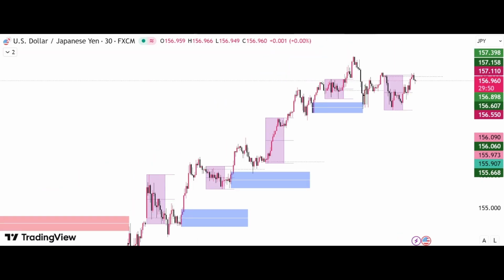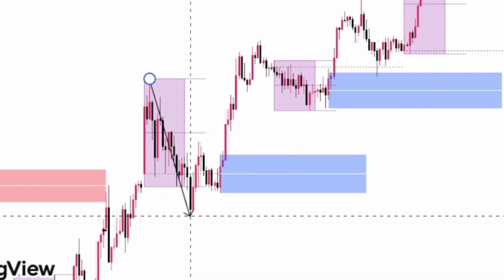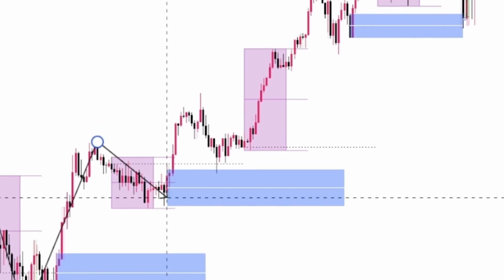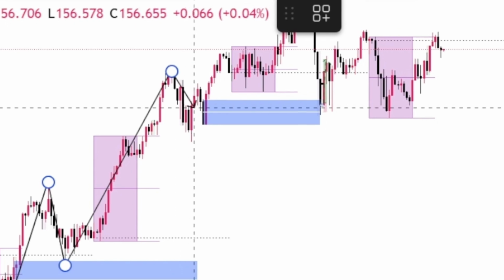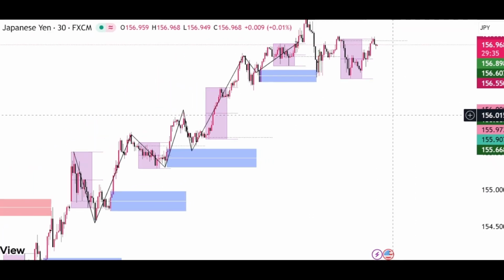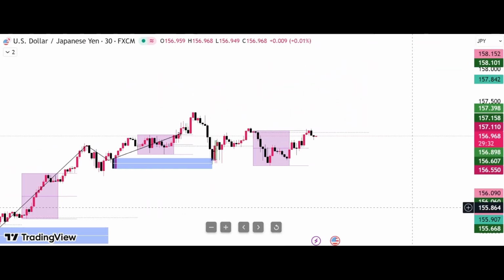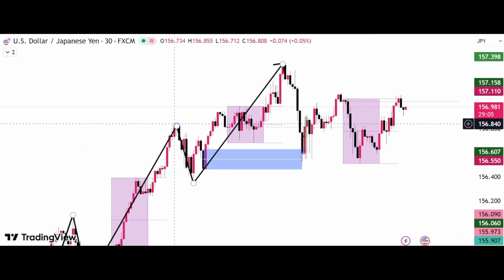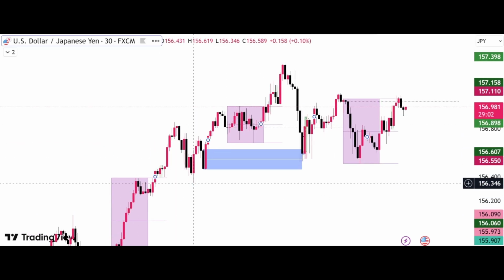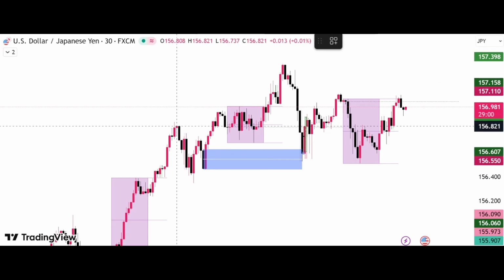First of all, let's state the obvious. As you can see, price was creating, if we start from here, high, low, higher high, lower low, higher high, lower low, and higher high, lower low, and this was the recent high. Let me zoom in for you. As you can see, price made a lower high, then price broke structure.